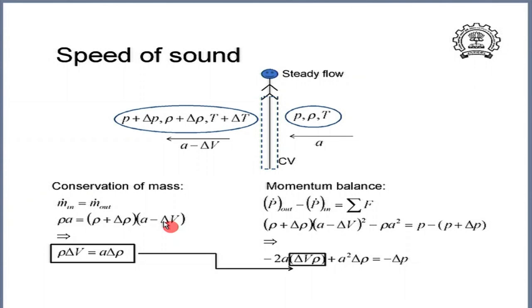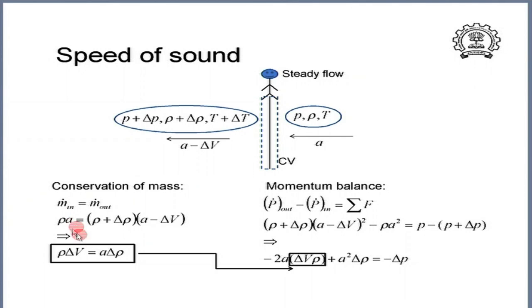If you do that, you can simplify the mass balance to obtain an intermediate result which is given by the first box here. It simply says that rho times delta V is equal to A times delta rho. And I really request and encourage all of you to go back and perform these algebraic steps to make sure that these final results are obtained correctly. So the left hand side of the slide showed the conservation of mass statement employed for this control volume.